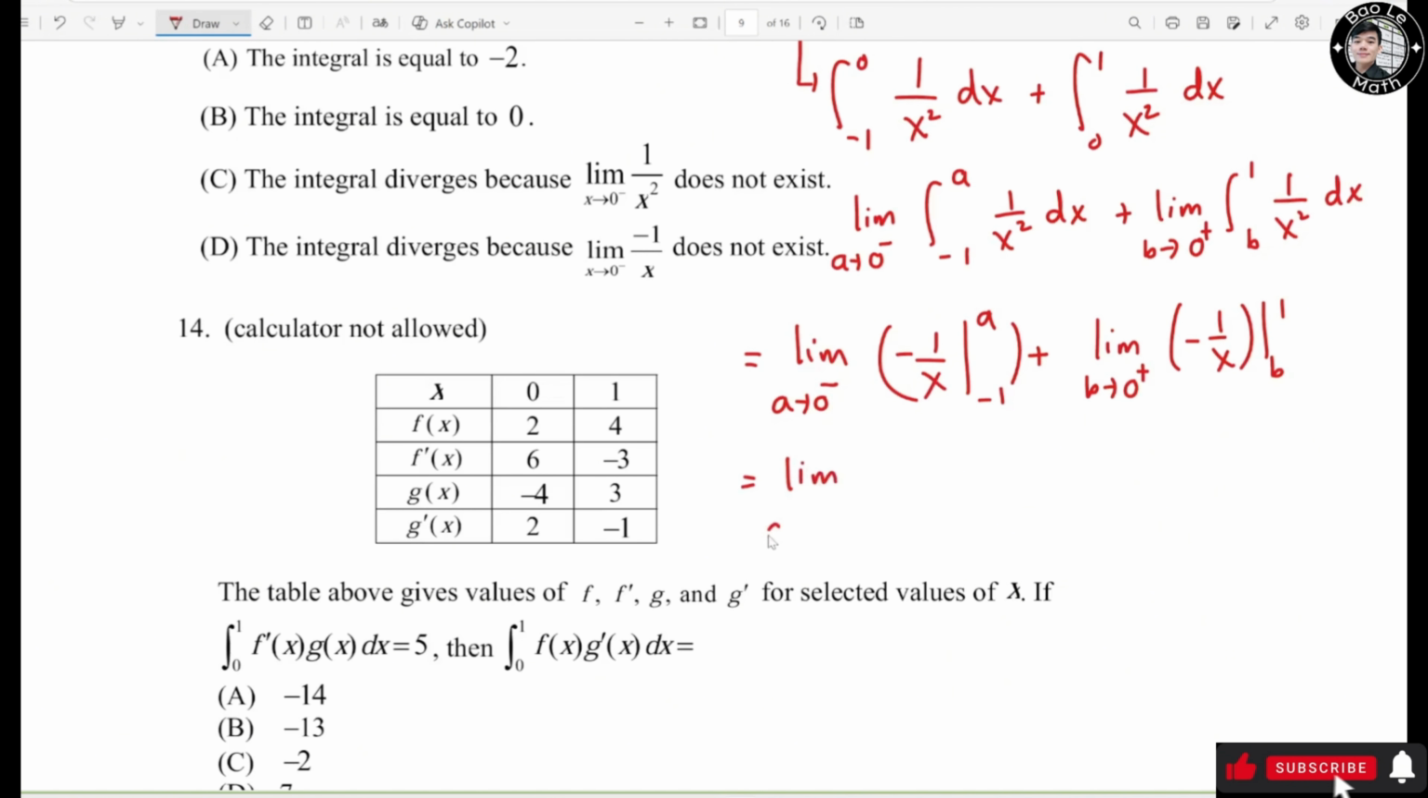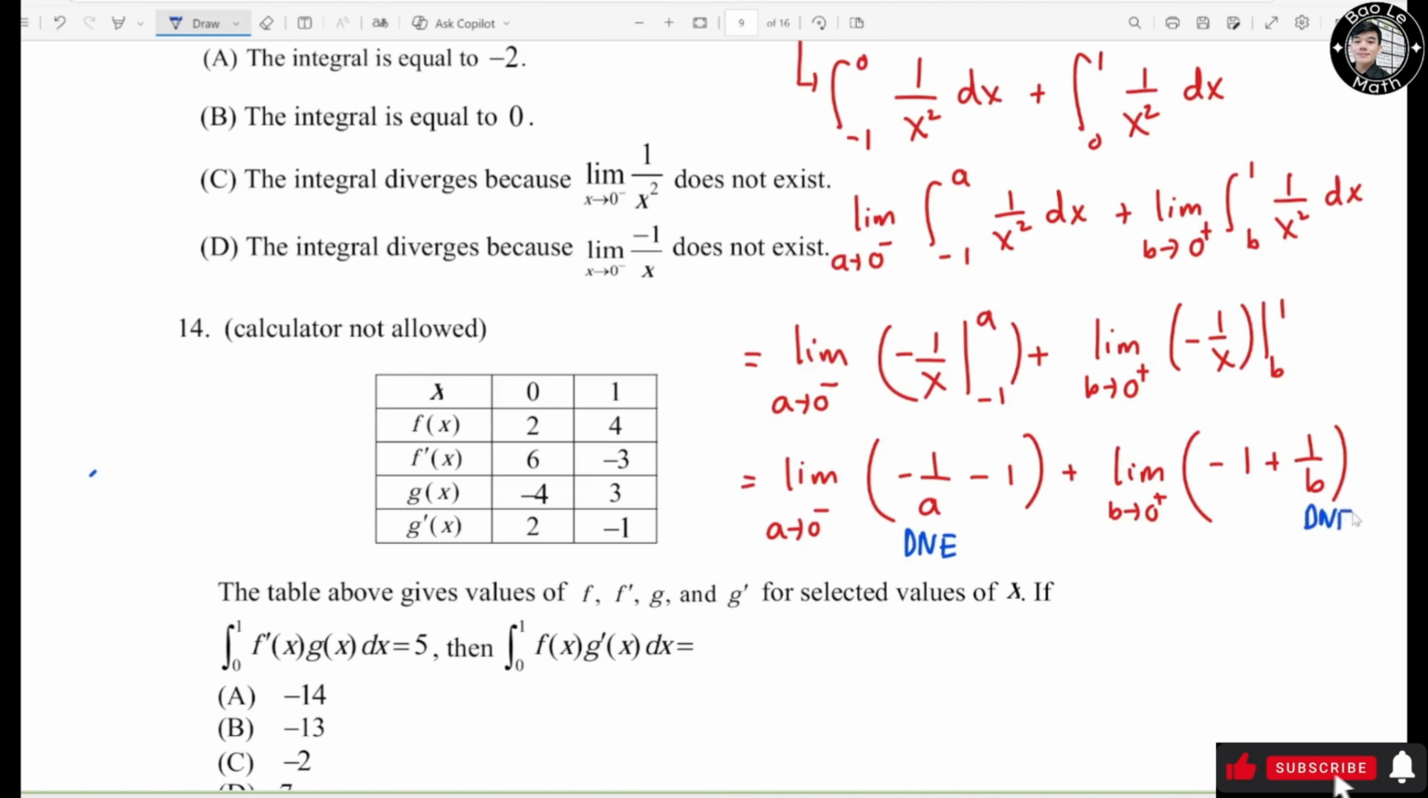The limit when a approaches 0 minus of negative 1 over a subtract 1, right? Plus the limit when b approaches 0 plus of negative 1 plus 1 over b. So when a approaches 0 minus, this guy right here does not exist, right? This guy right here does not exist, right? So the answer must be D.